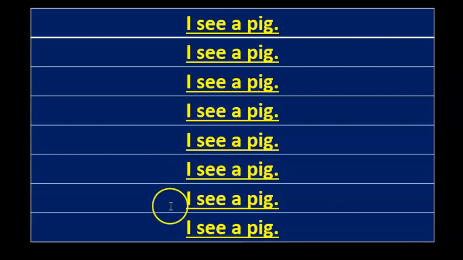Now, read it with me. Here we go. I see a pig. Let's read it again. I see a pig. So this sentence here says, I see a pig.